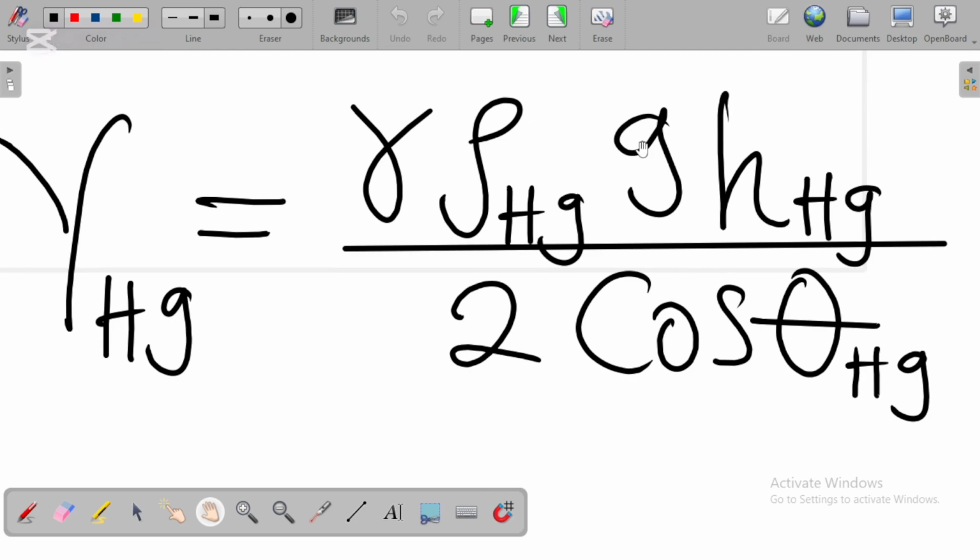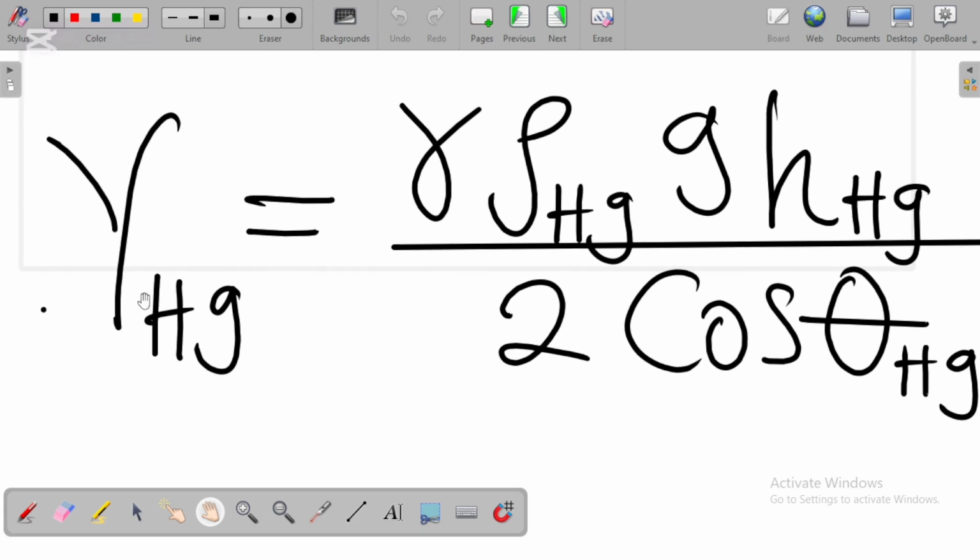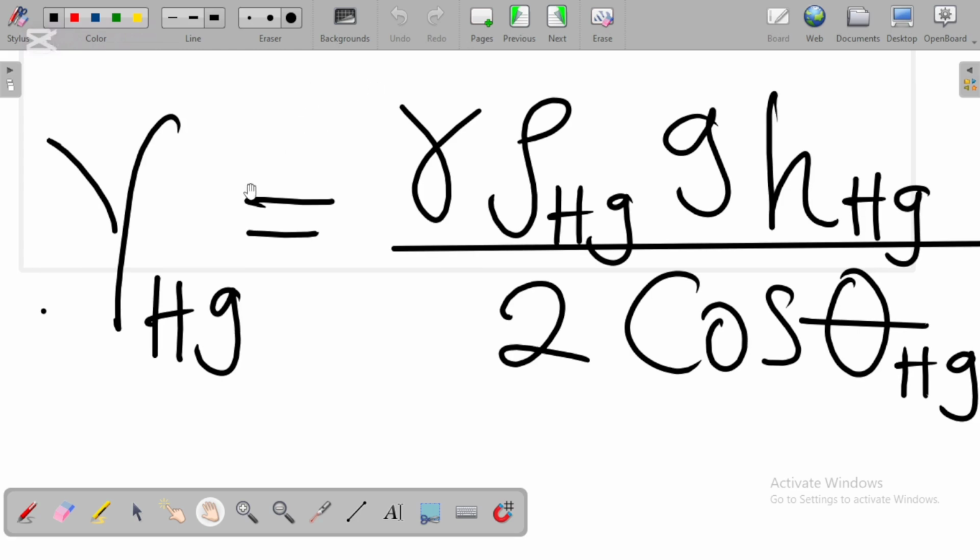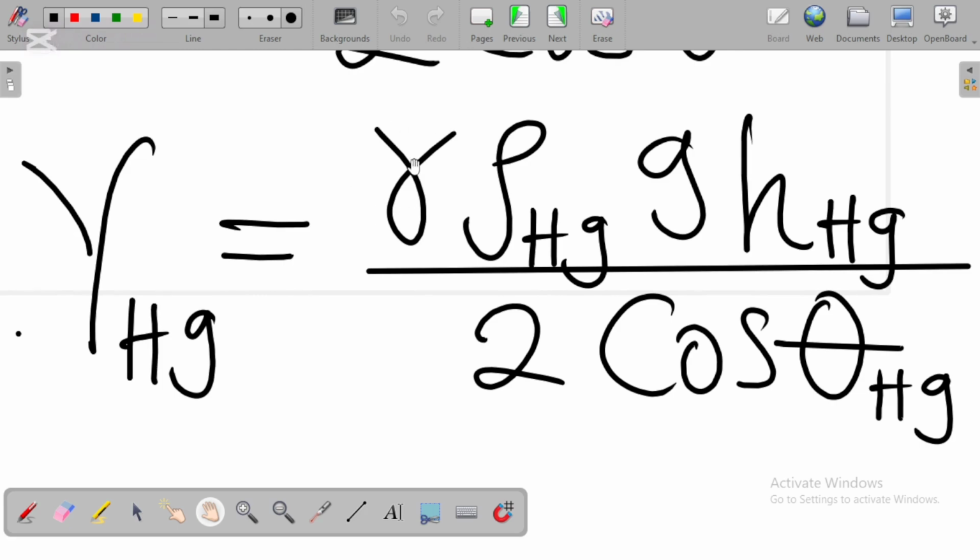All right, remember we are given density of mercury. We are also given acceleration due to gravity. We are also given the height of the mercury or depression of mercury, and we are given the angle of contact. So we are not given the radius, and we are also not given the surface tension of mercury. In other words, we are even asked to find the surface tension of mercury. So now we need to get the value of radius r. So how do we get r? Remember, r is a general term.